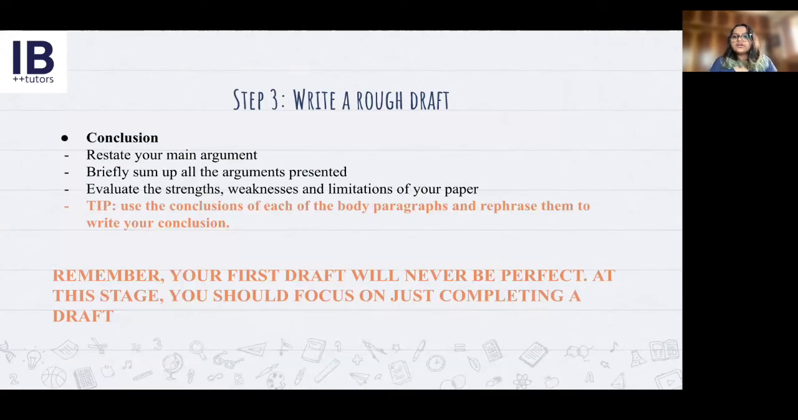Finally, you can come to your conclusion. In your conclusion, you should restate your main argument, briefly sum up all the arguments presented, and you can do this by using the conclusion of each body paragraph to rephrase them to write your conclusion. And finally, evaluate the strengths, weaknesses, and limitations of your paper. So this is how I would go about it for a group 1 or group 3 essay.